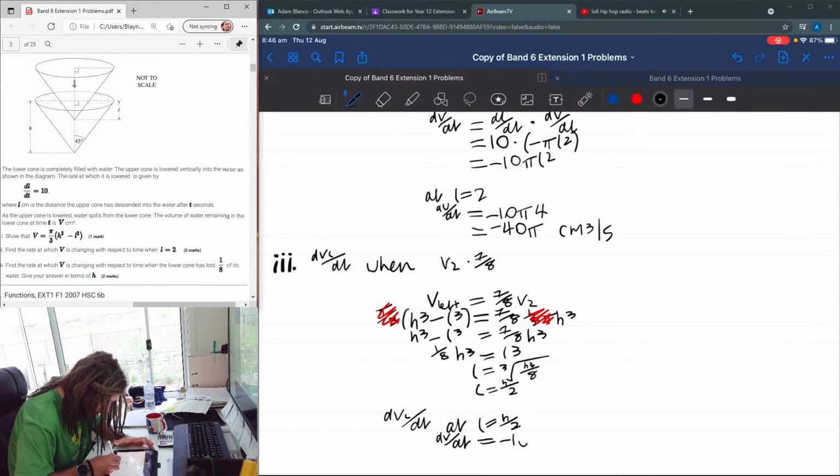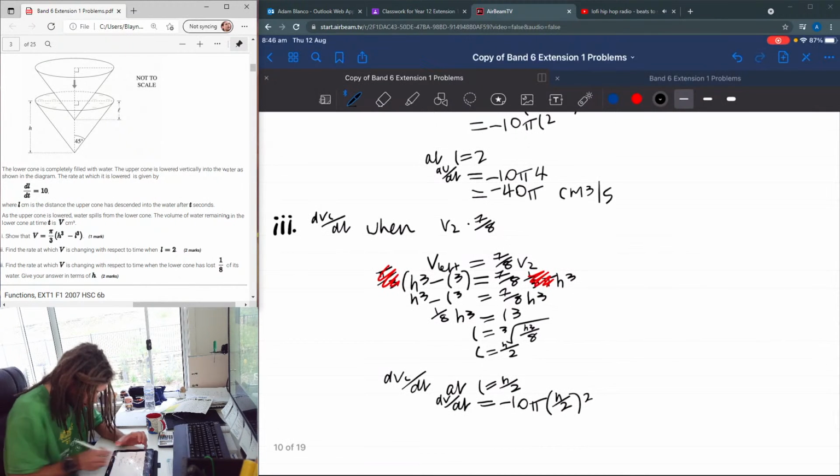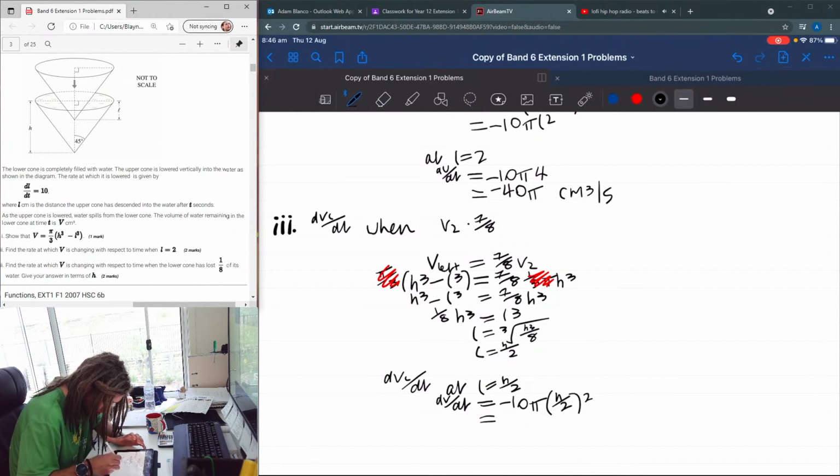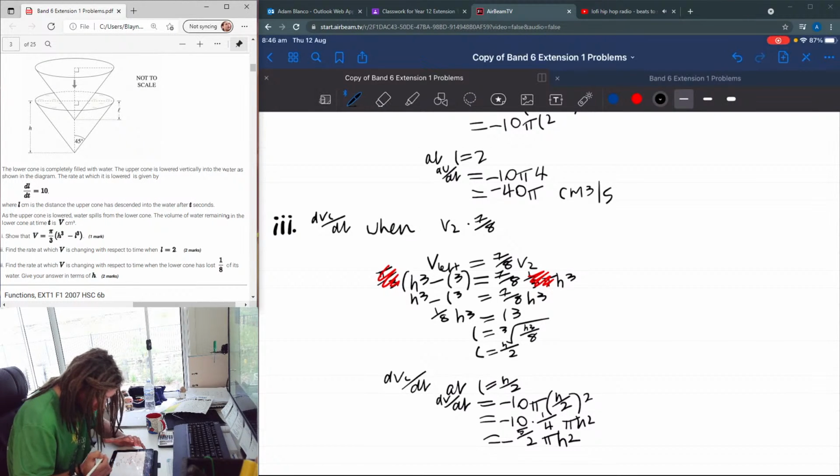So minus 10 pi h on 2 squared. Not really much else I can do. So that's going to be minus 10 times 1 on 4 pi h squared. What's 10 divided by 4? 2.5. I don't like that. Minus 5 on 2 pi h squared.